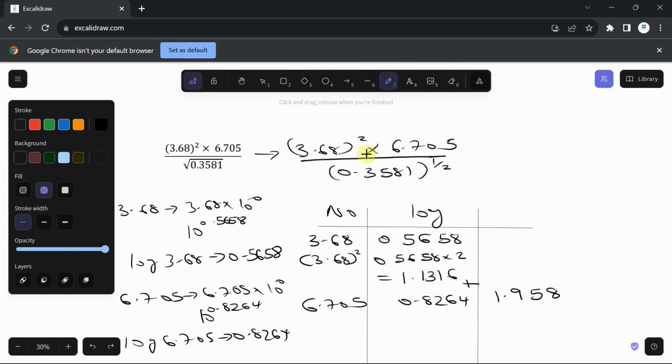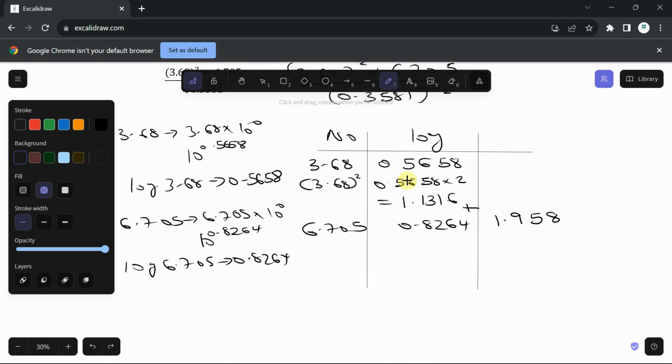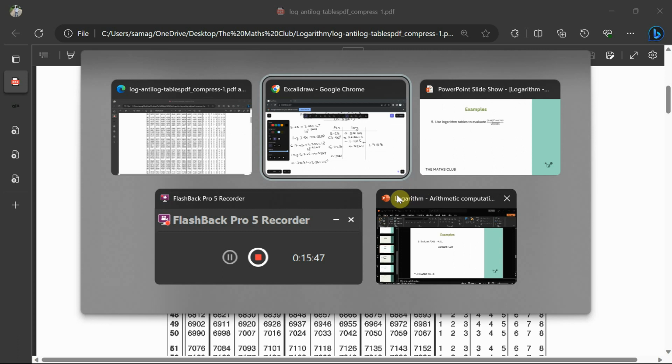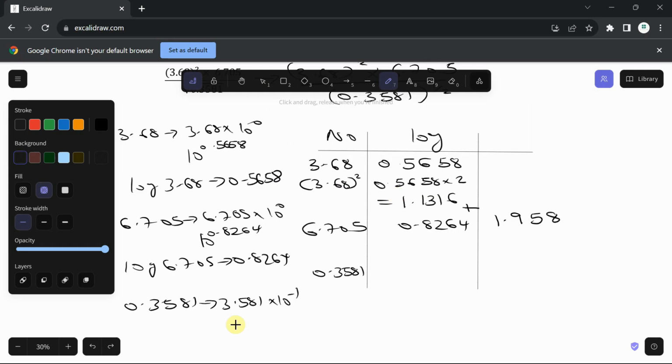So let's go to the bottom, which is 0.3581 raised to the power of 1/2. First I'll find the log of 0.3581. In standard form, this is 3.581 times 10 raised to the power of -1. So I'll go to the logarithm table. 35 under 8 difference 1. So this is 5539 plus 1, which is 5540. So 10 raised to the power of 0.5540 times 10 raised to the power of minus 1.